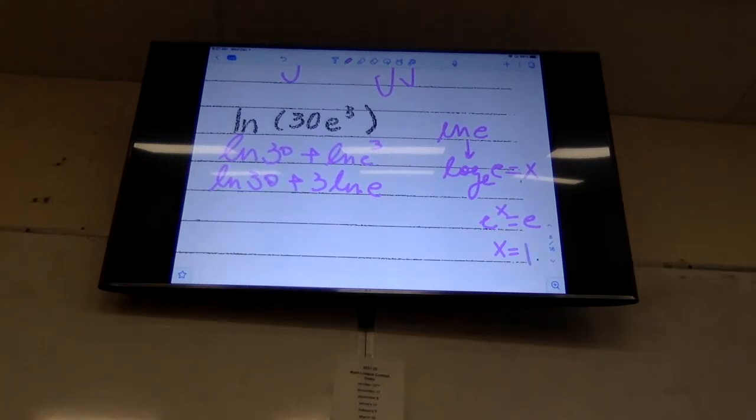1. If you have ln of e, that's the same thing as log base e of e. I've got a lot of e's going on here. And when I go to do my log roll, I do e raised to the x equals e. So I'm asking myself, e to what power gives you e, gives you itself? It's just 1. So I can leave this as ln 30 plus 3 times 1, which is just 3.